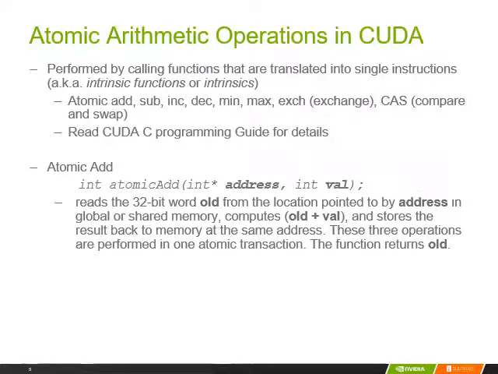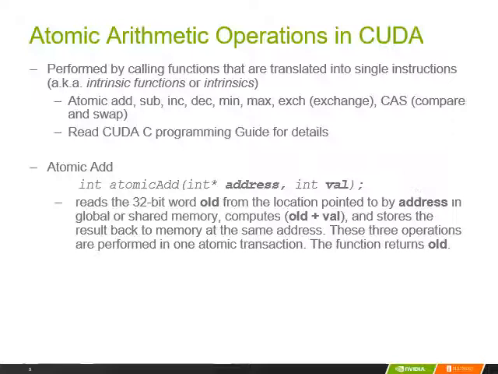In CUDA, there are atomic add, subtract, increment, decrement, minimum, maximum, exchange, and compare-and-swap operations. All these atomic operations can be performed by calling their respective intrinsic functions. You're encouraged to read the CUDA C Programming Guide 4.0 or later for details. In this lecture, we're going to focus on the atomic add operation.